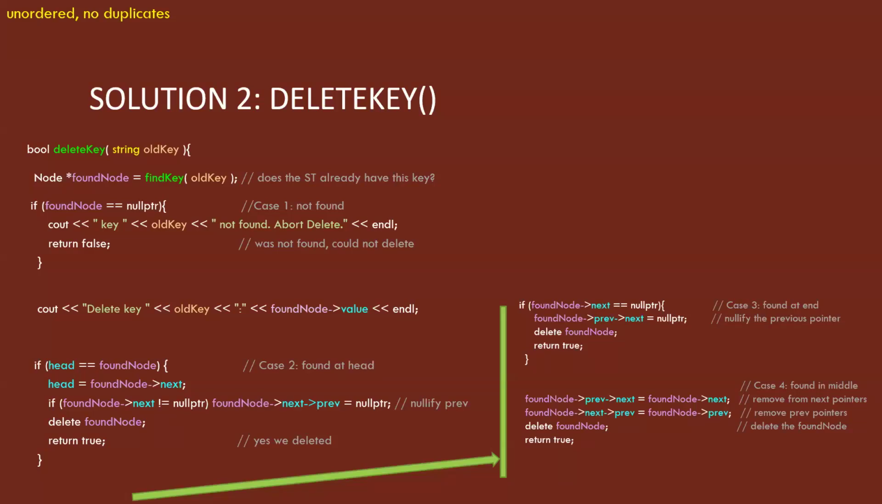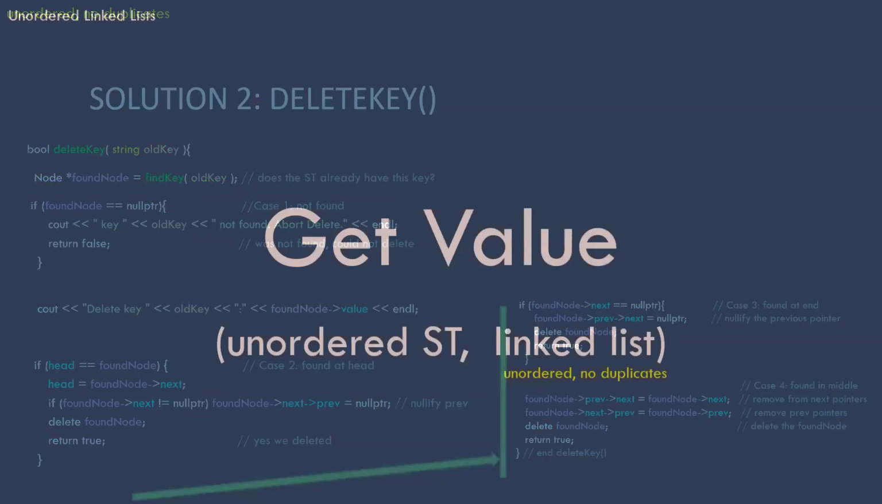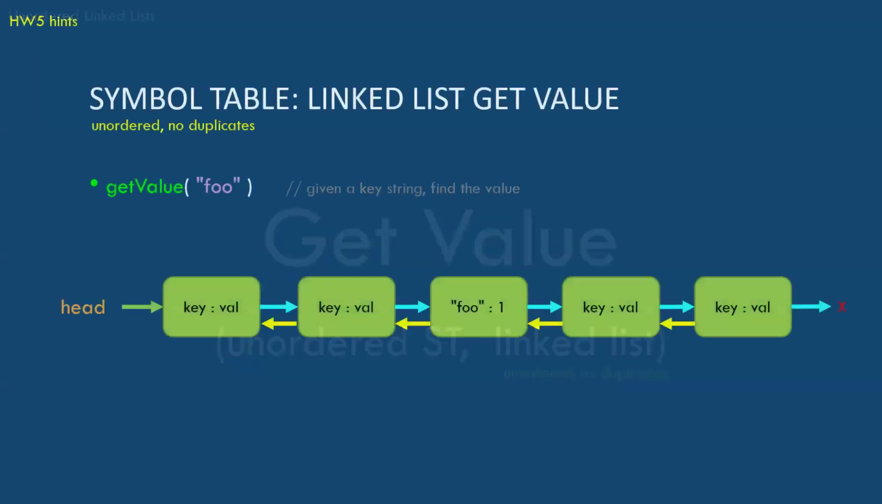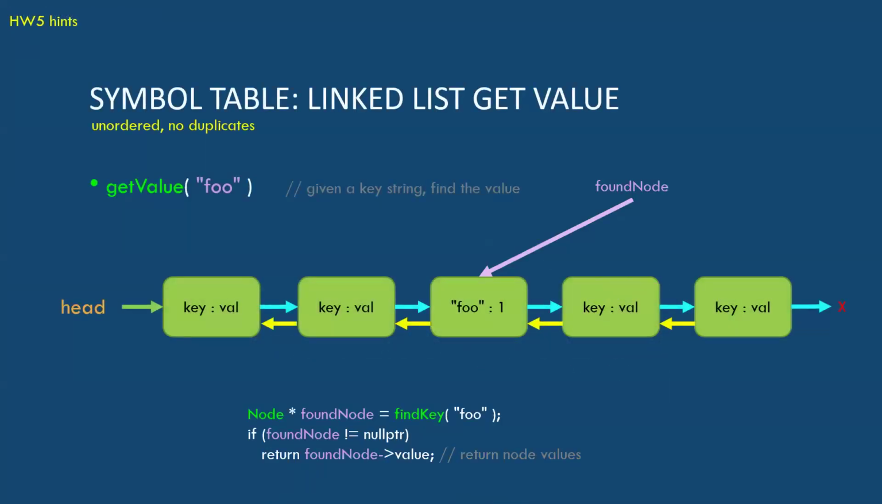Any questions on the syntax? Okay. So that's our delete. So we kind of got the hardest one out of the way. So let's look at get value, which should be pretty straightforward. So get value for foo is just about searching for foo and then returning value.